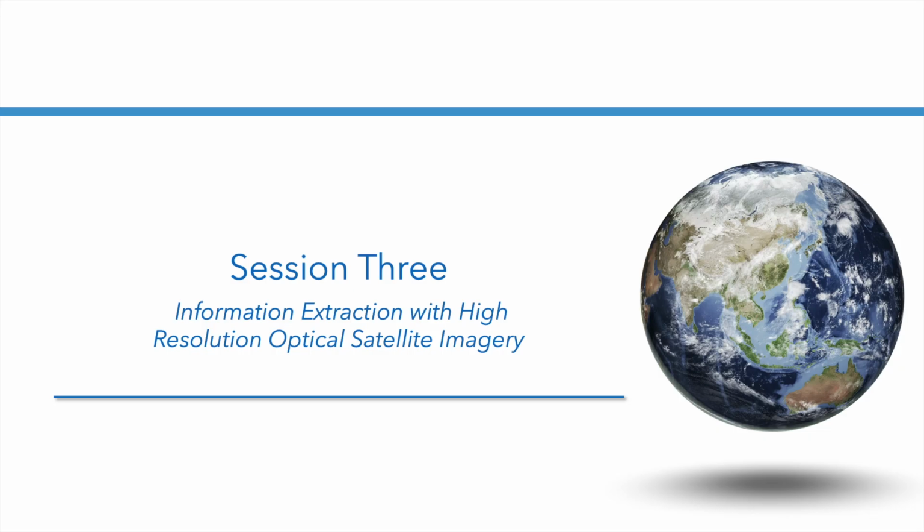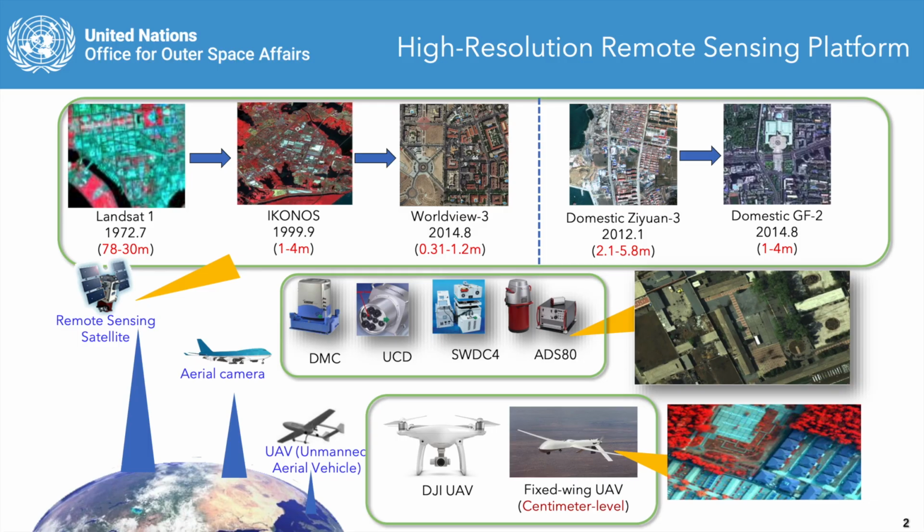From high-resolution imagery that allows us to observe ground objects in much greater detail, such as buildings, roads, water bodies, vegetation, and urban structures. Therefore, it plays an important role in environmental monitoring, urban mapping, disaster assessment, and sustainable development applications. This slide introduces different high-resolution remote sensing platforms.